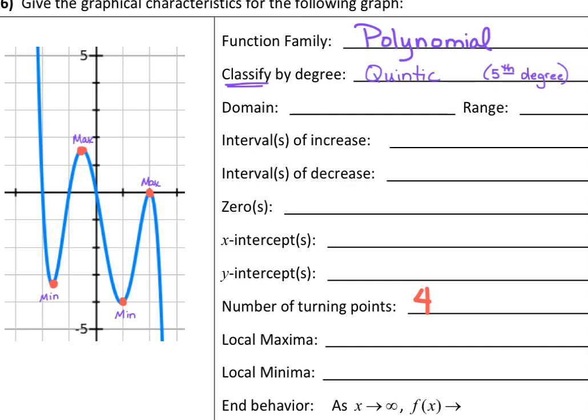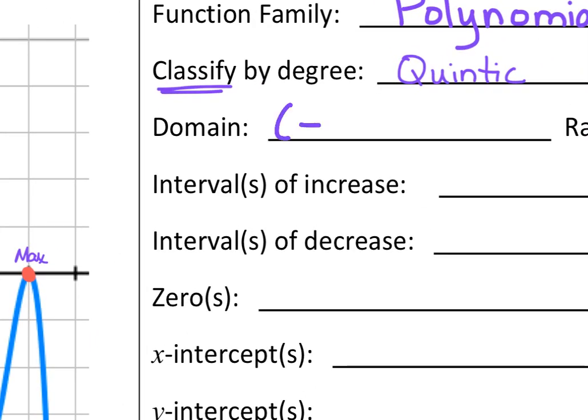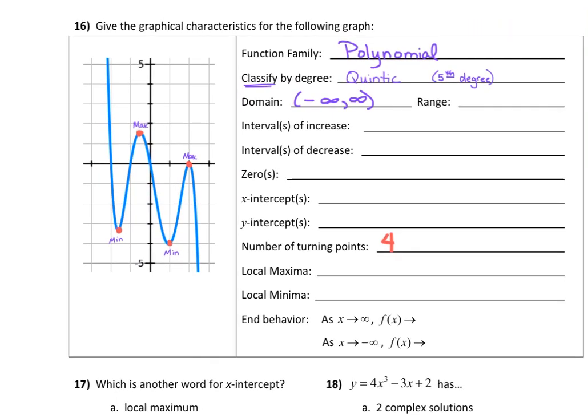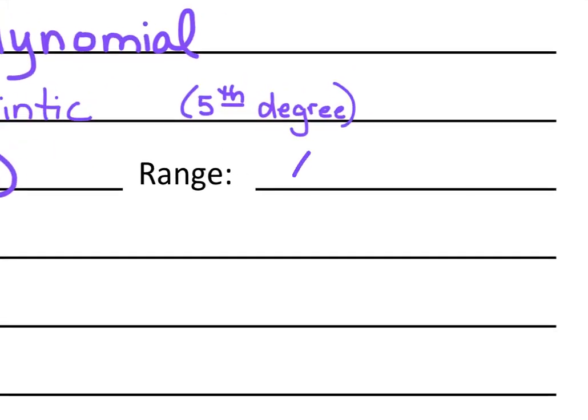The domain of all polynomial functions is negative infinity to positive infinity. And because this one goes all the way up to infinity and all the way down to negative infinity on the y-axis, your range is also all real numbers.